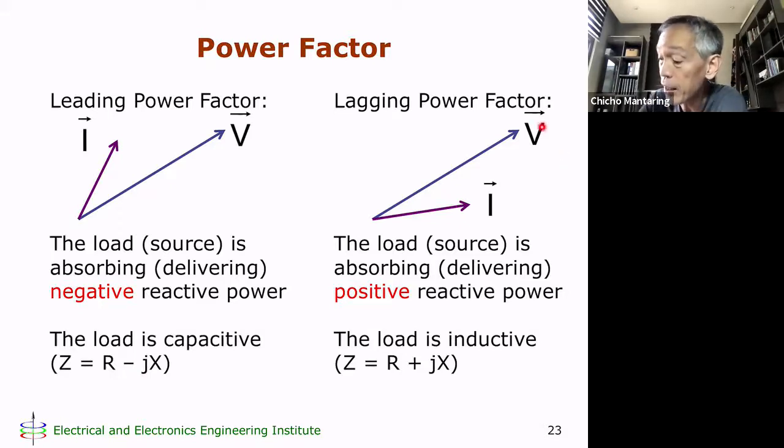Now, this is a situation where you have a lagging power factor. With a lagging power factor, the load is absorbing positive reactive power. From the point of view of the source, it is delivering positive reactive power. And this happens when the load is inductive, or of the form R plus jX.